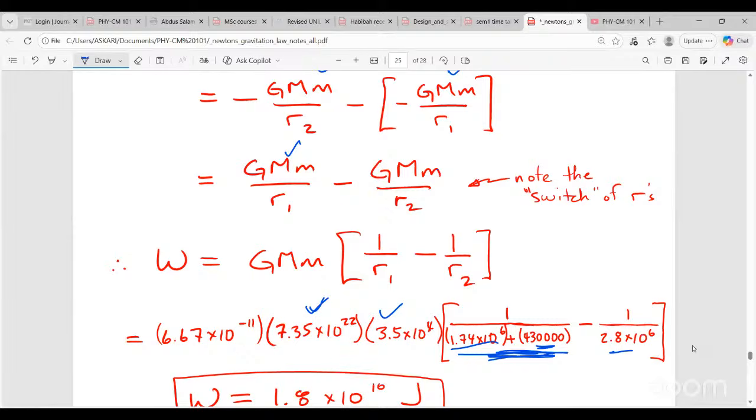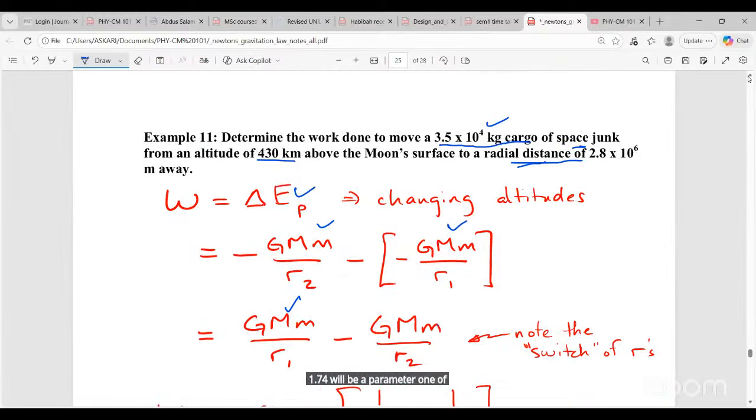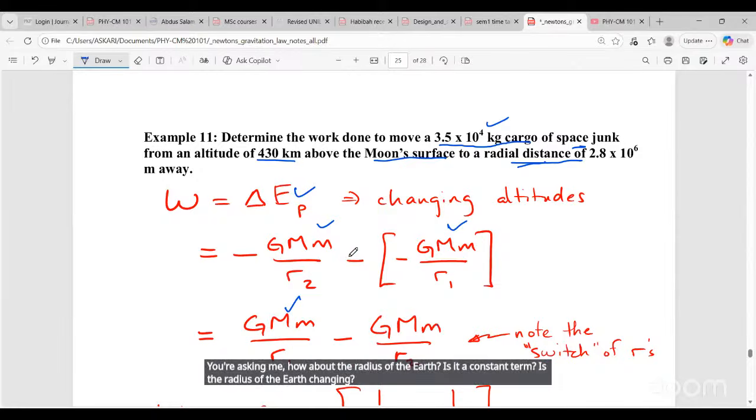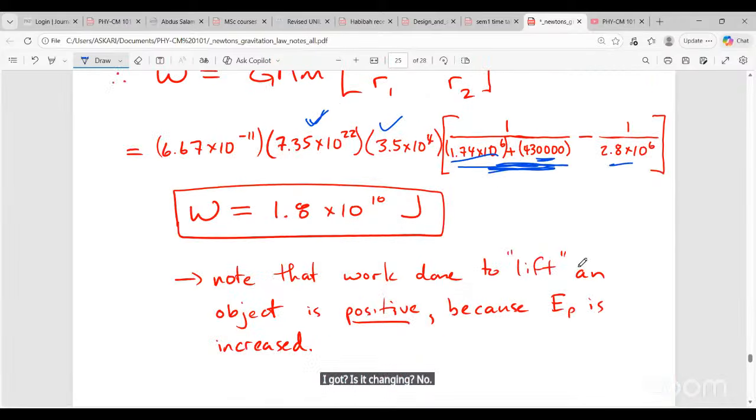So where do we get 1.74 times 10 power 6? 1.74 will be a parameter of one of the planets. Might be the radius of the moon. It's the radius of the moon. Is it a constant, sir? You are asking me, how about the radius of the earth? Is it a constant term? Is the radius of the earth changing? No. So that's that.